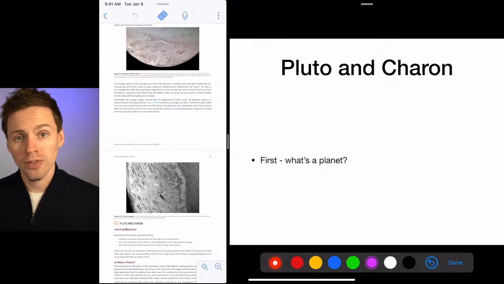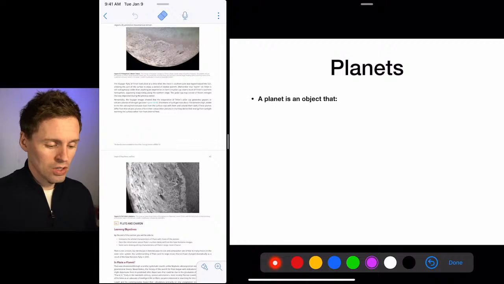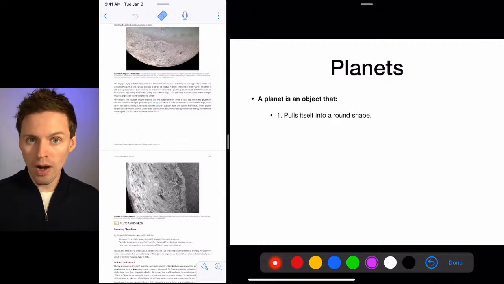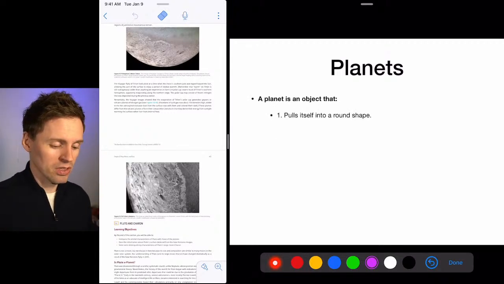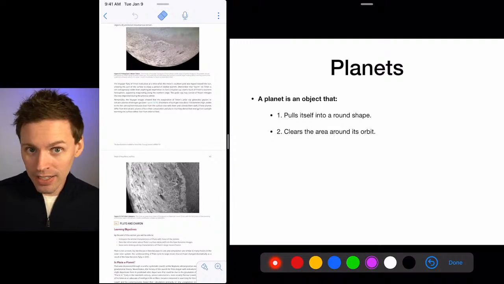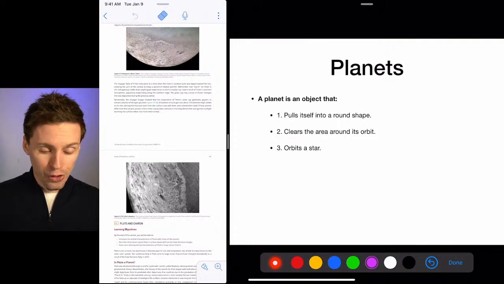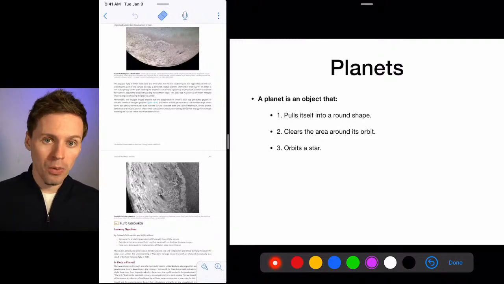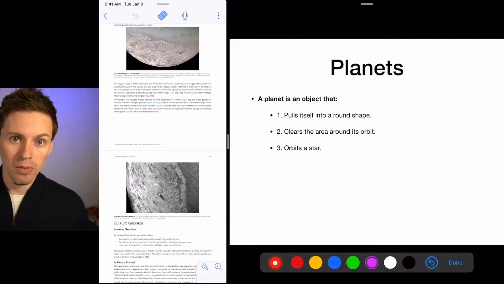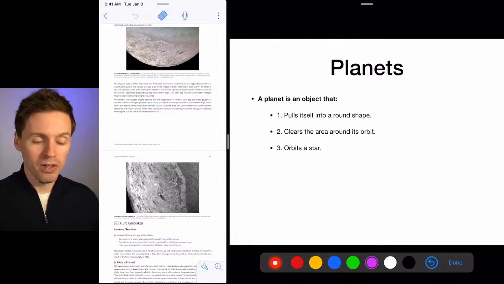First of all, what's a planet? Why isn't Pluto the 9th planet in our solar system anymore? So a planet is an object that has to be round. It has to be big enough that its gravity pulls itself into a round shape. Second, it has to not be orbiting anything else, and nothing else should be orbiting nearby it. Third, it has to orbit a star. So while we have some moons that are bigger than the planet Mercury, they are not planets because they are orbiting Jupiter, for example.